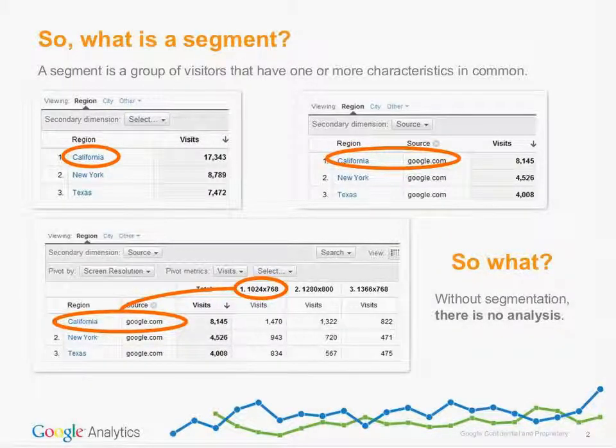So, even if California traffic has a higher conversion rate than New York traffic, if you have the most control over CPC visitors, then it's more interesting for you to know that California's CPC traffic actually has a lower conversion rate than New York CPC traffic, and you can act accordingly.